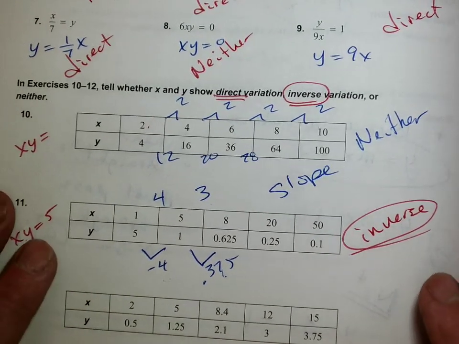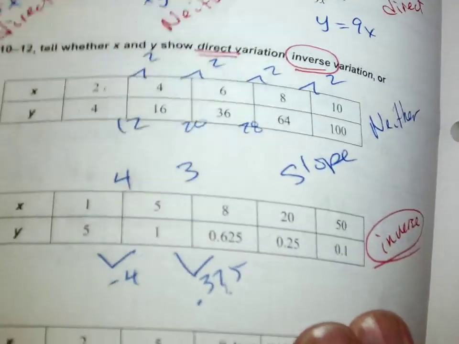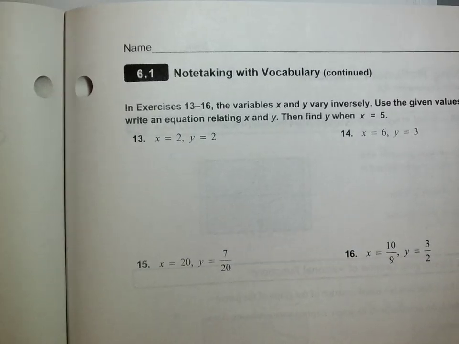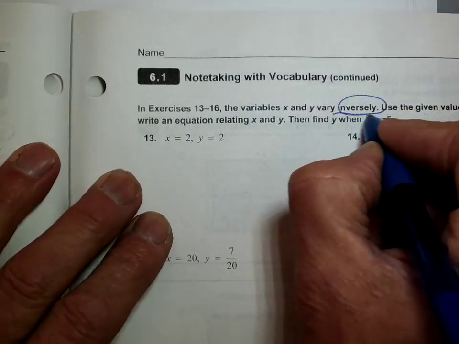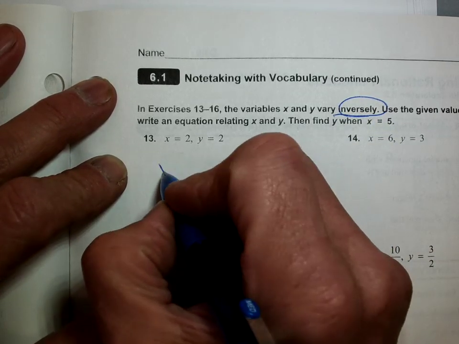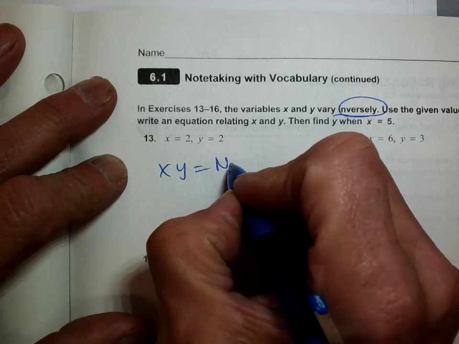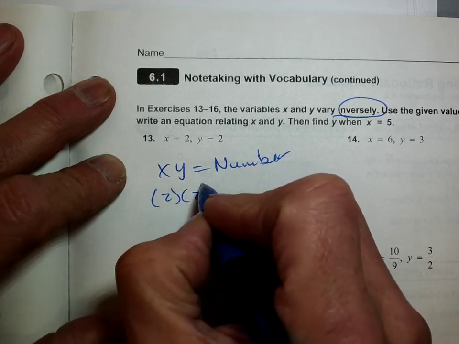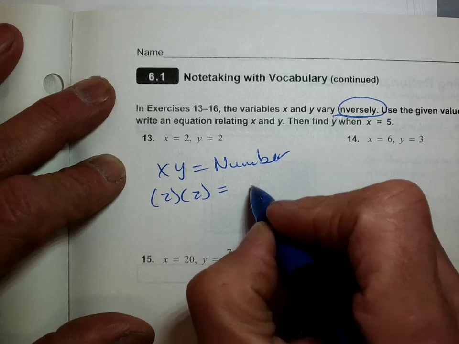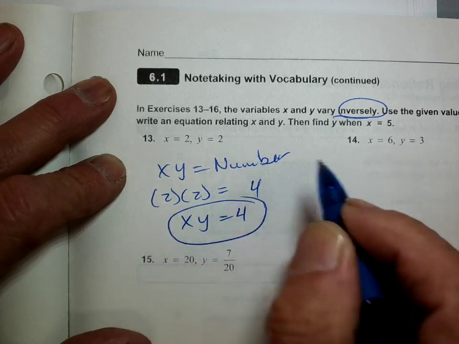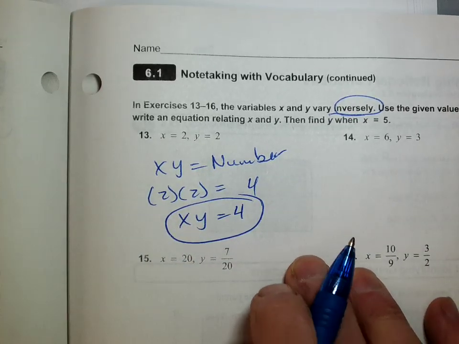Okay, now let's shift the page over to 13. 13 is super easy. They want us to come up with an equation. So if we need an inverse variation, you ready? Want to see how easy this is? x times y equals some number, right? So I've got 2 times 2 equals what? So my equation is simply xy equals 4. Boy, we could do that so much faster, couldn't we?